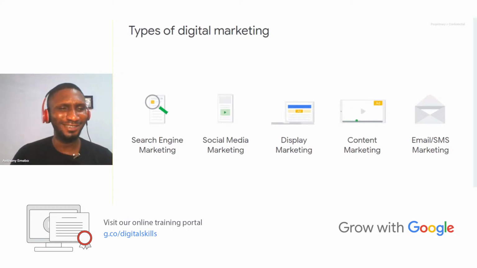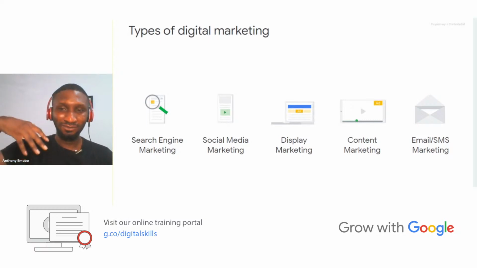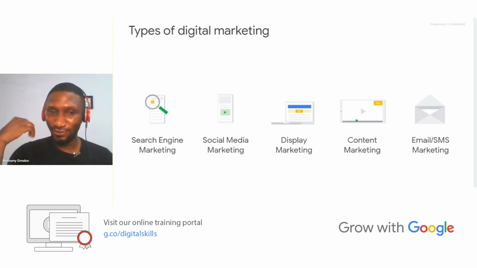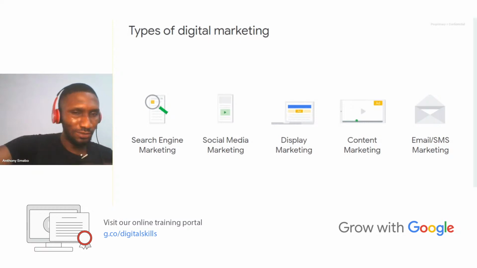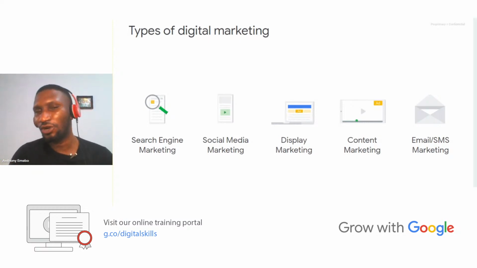Talking about the types of digital marketing channels we have: search engine marketing, social media marketing, display marketing, content marketing, email and SMS marketing. Now, I'll tell you something. It's always good to start with one, then move on to the next, because as a small business owner, wanting to make the most of every digital marketing channel could get really overwhelming. But it's good to understand and know the skills.